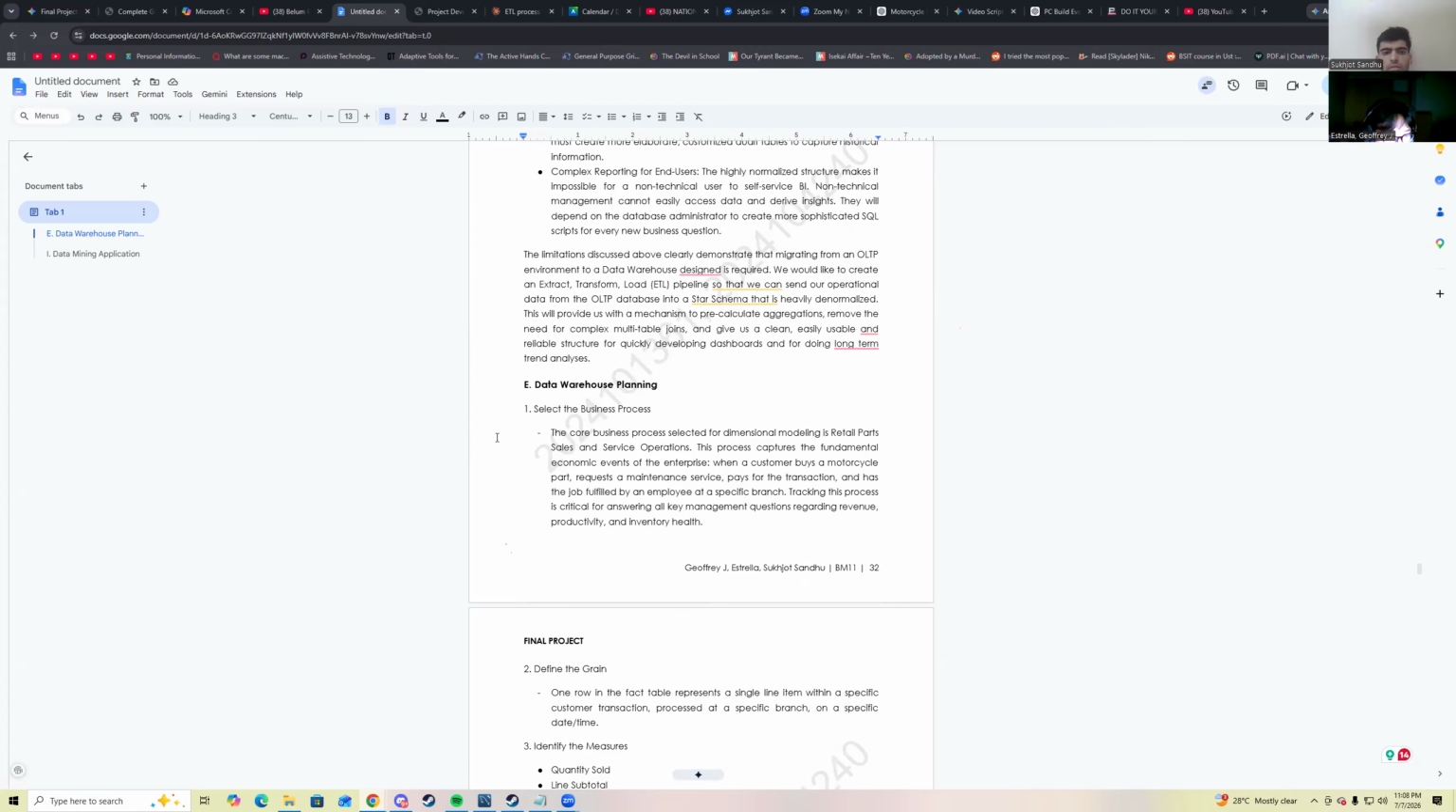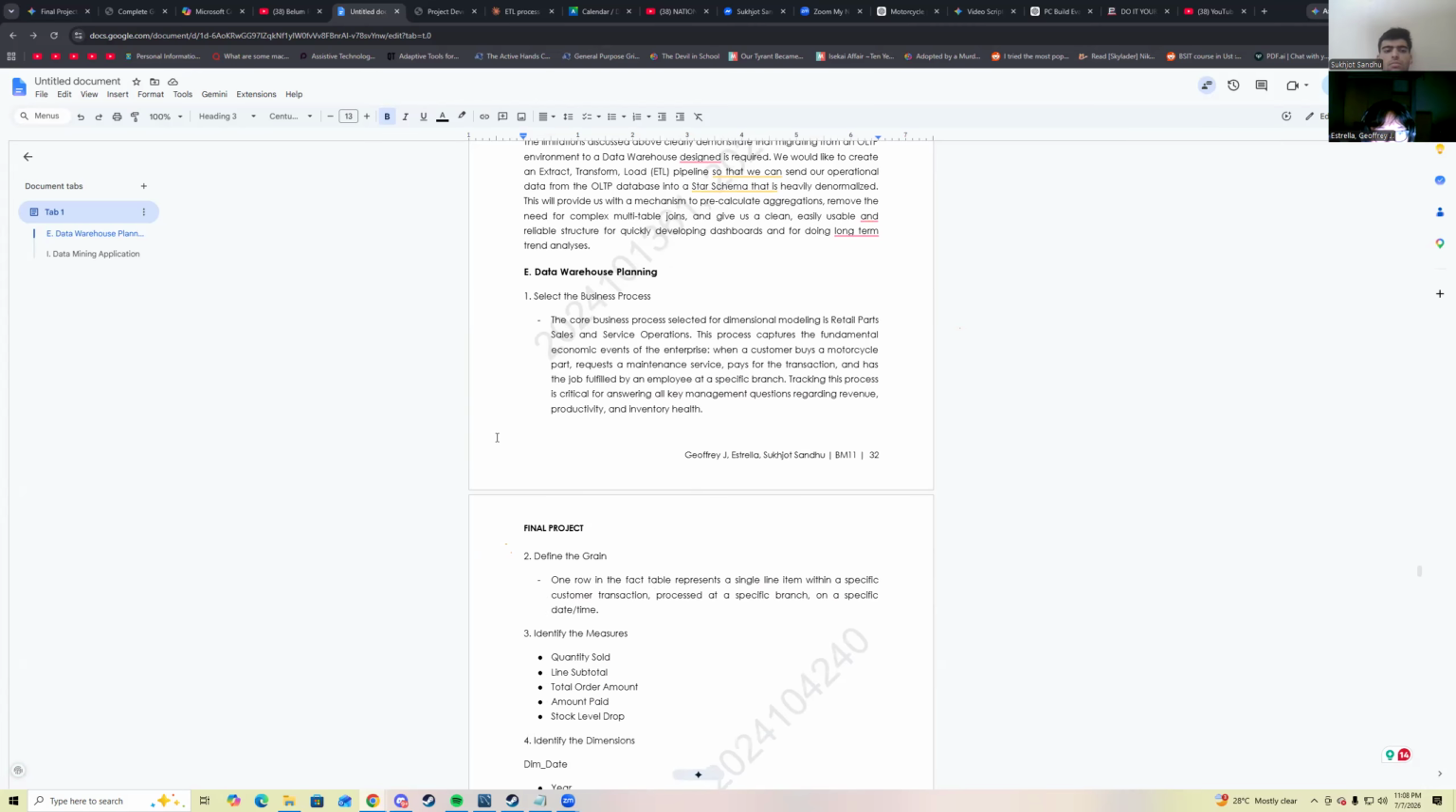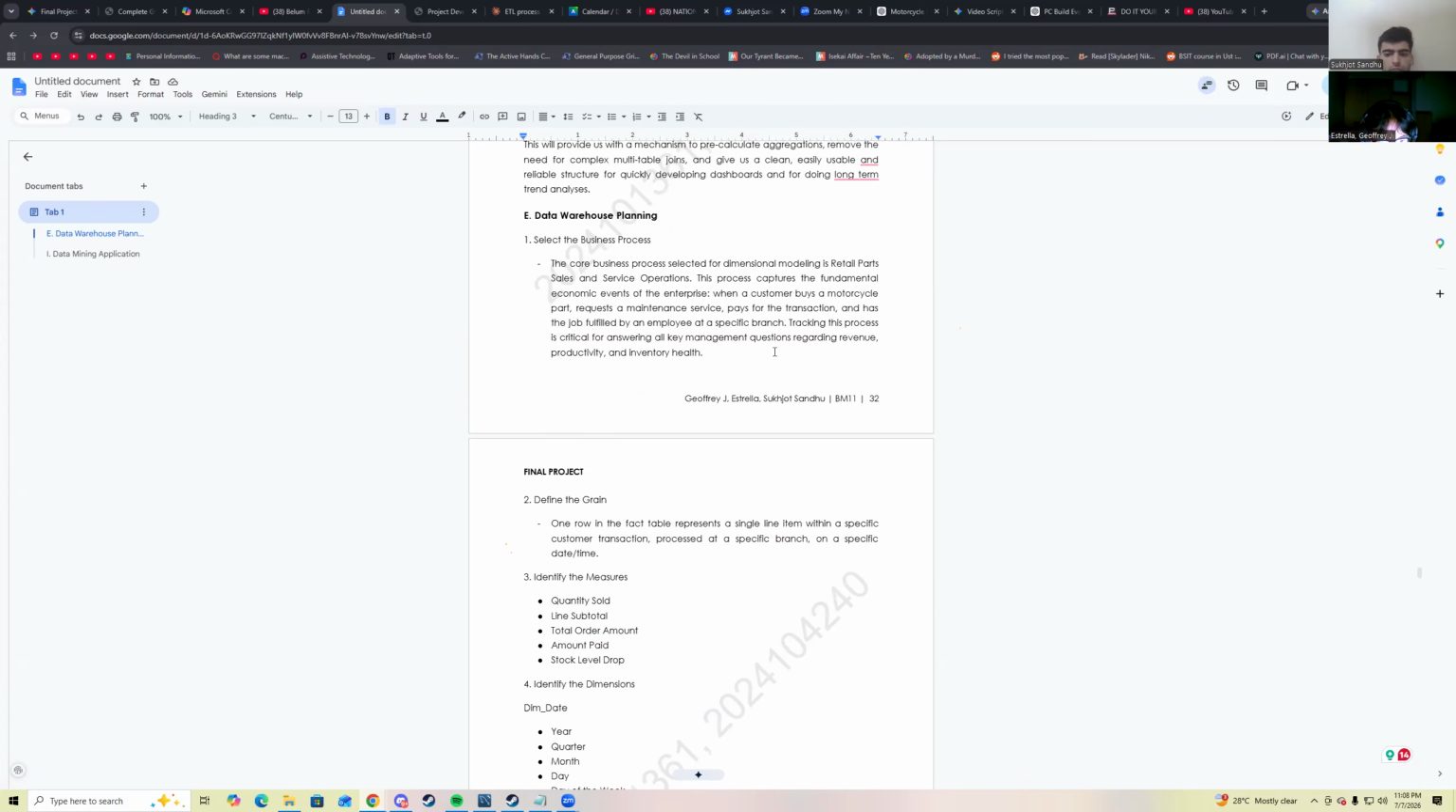So the next part is the data warehouse planning. For our data warehouse planning, we select a business process. The core business process selected for dimensional modeling is retail parts sales and service operations. It captures the fundamental economic events of the enterprise.